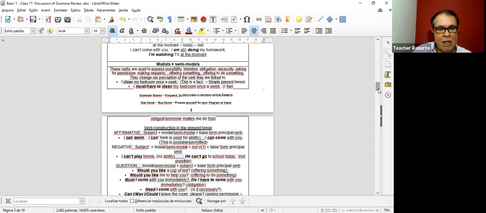Understand this? If I want to ask a question, must I clean my bedroom once a week? Do I have to clean my bedroom once a week? No, you have to clean your bedroom every day. Understand the difference between must and have to?